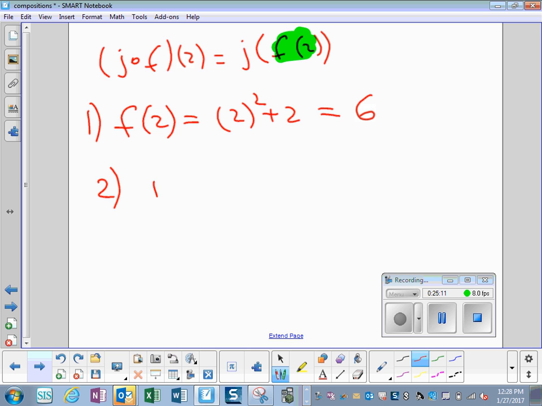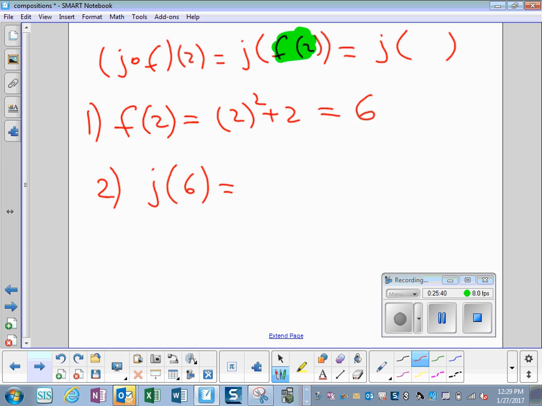My step number 2 would be doing j of 6. See what happened? I need to calculate j of f of 2, right? So I have j of some kind of argument, and that argument is f of 2. F of 2 is just the number that I get after I evaluate this function for x equals 2, right?